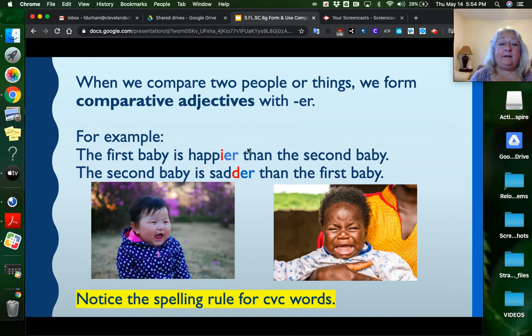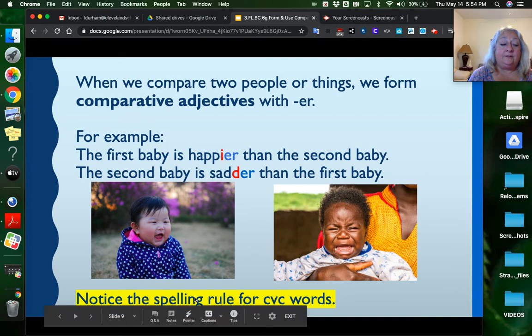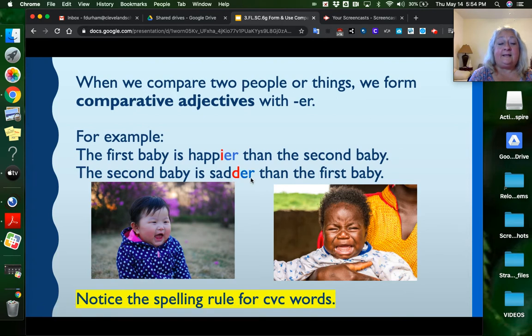When we compare two people or things, we form comparative adjectives by adding er. For example, the first baby is happier than the second baby. The second baby is sadder than the first baby. Look at the spelling rule here for the CVC words. Consonant, vowel, consonant, double that consonant and add er. With the Y, change the Y to an I and add er.